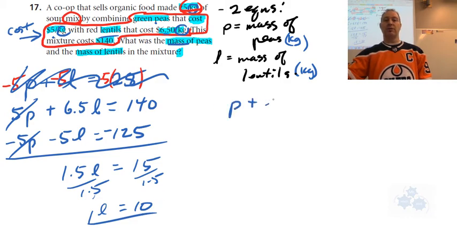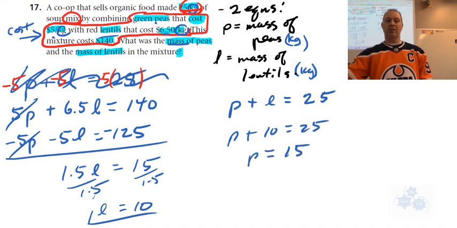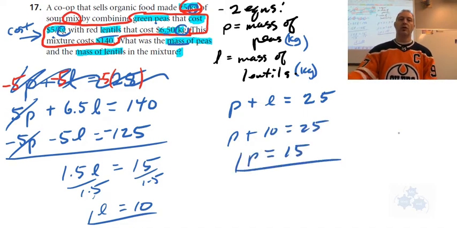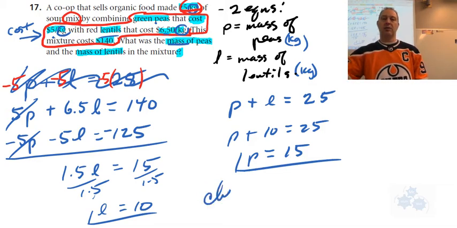And of course, P plus L equals 25. That was one of our original equations. So let's go P plus 10 now equals 25. And of course, P is 15. You can check that out. And obviously, 10 plus 15 is 25.